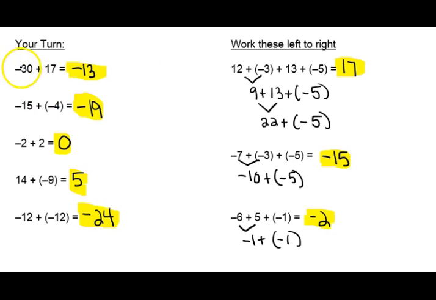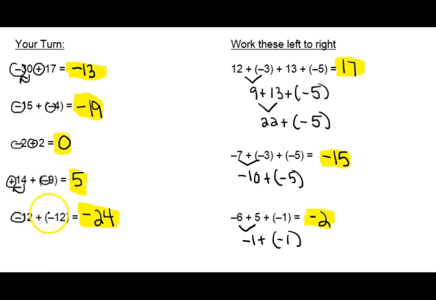For the first one, the signs were different, so you should have found the difference, and you had more negatives than positives, so negative 13. The next one, the signs are alike, so you add, and you have all negatives, so you get negative 19. The signs are different, so you find a difference, or they're opposites. Opposites always equal 0, additive inverse. For this one, you don't see the positive in front of the 14, but the signs are different, so you find the difference, and you have more positives than you do negatives.